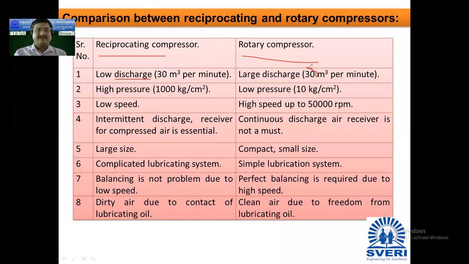But reciprocating compressor can provide the air with high pressure. High pressure chi ji air hai ti reciprocating compressor dete. Rotary compressor cannot provide the high pressure. Rotary compressor can provide low pressure.